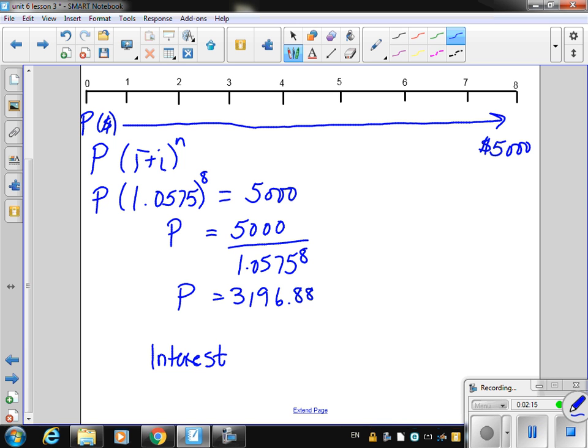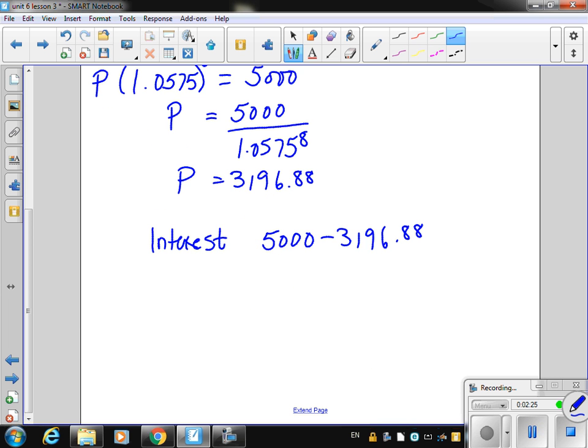Interest is the $5,000 that he ends up with, subtract what he had to put into it, which is $1,803 for doing nothing other than leaving your money alone and leaving it in the account.